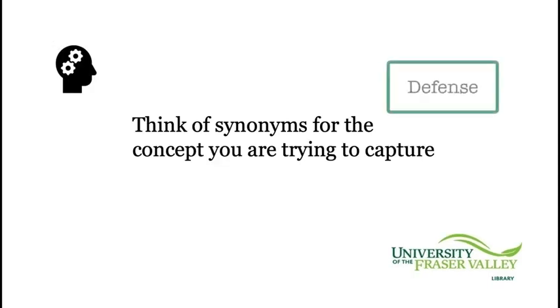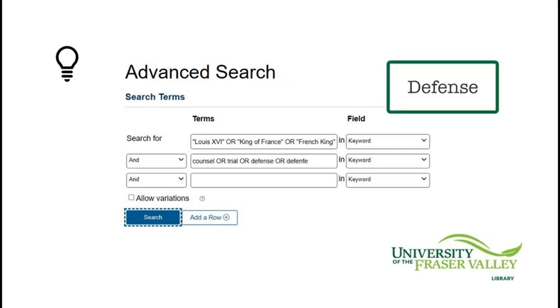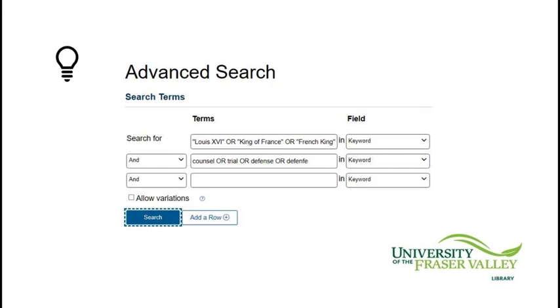I use the word defense to show how ornate characters can be rendered incorrectly. But if I were to search for articles on this topic, I would try to think of other synonyms that capture the same concept. For example, here is a screen capture of my new search. The first search box is the same, but in the second search box, I have added counsel or trial, and I kept defense as well as defense spelled with an F instead of an S.